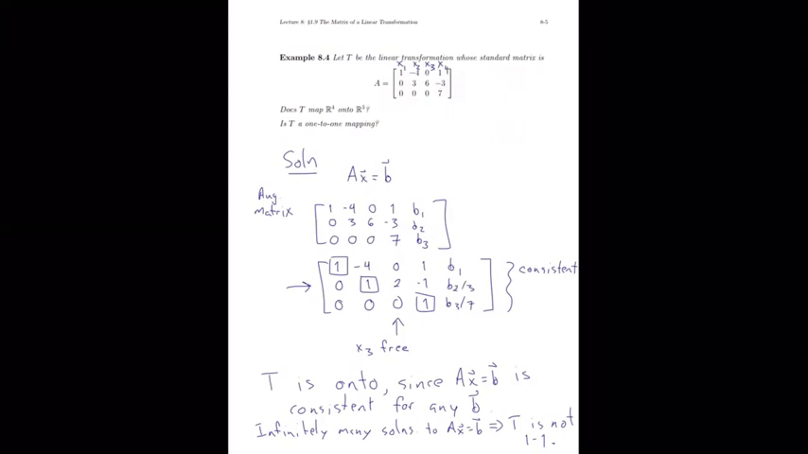So let's see how this connects to a linear transformation. We're given the standard matrix of a linear transformation T, which maps R4 to R3. We can see that by the fact that we have a 3-by-4 matrix, 3 rows by 4 columns. So we multiply against a vector in R4, and we'll get an output of a vector in R3. Now the question is, does T map R4 onto R3? And another question is, is T a 1-to-1 mapping?